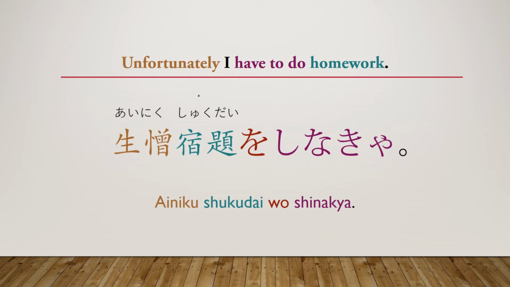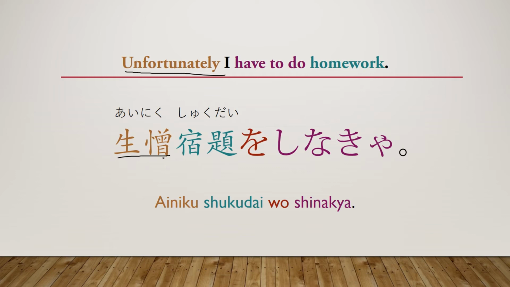So the first thing that we should go over here is this unfortunately. Ainiku. Ainiku is literally just the word for unfortunately. You can add a ni after that really emphasizes the unfortunately. But this would be used if someone asks you to maybe go to a party or to go to a movie or to go get some food, and you'd be like, unfortunately, I have to do homework.